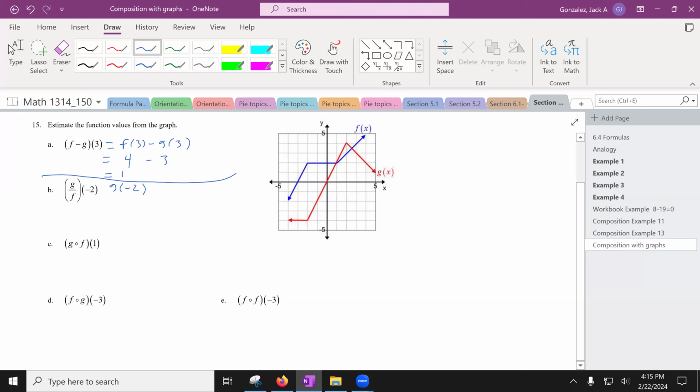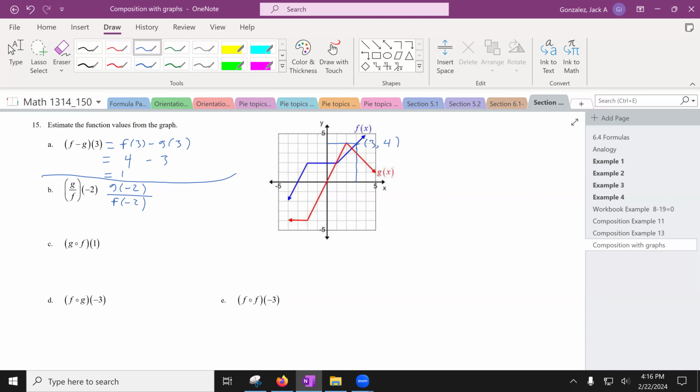Any questions on part A? How did you get to 4 for when I put 3? So F of 3, go to the blue graph, go to 3. The output is the Y value. So here is the Y, here is the X. This point is 3, 4. When I input 3, I get a 4. When X is 3, Y is 4. That makes sense.